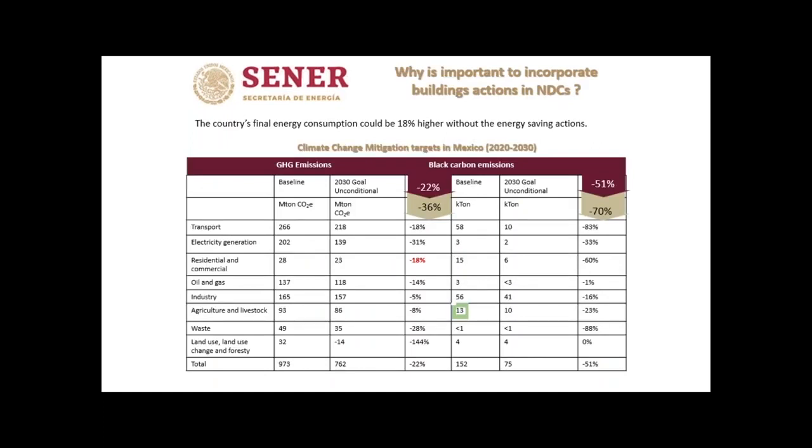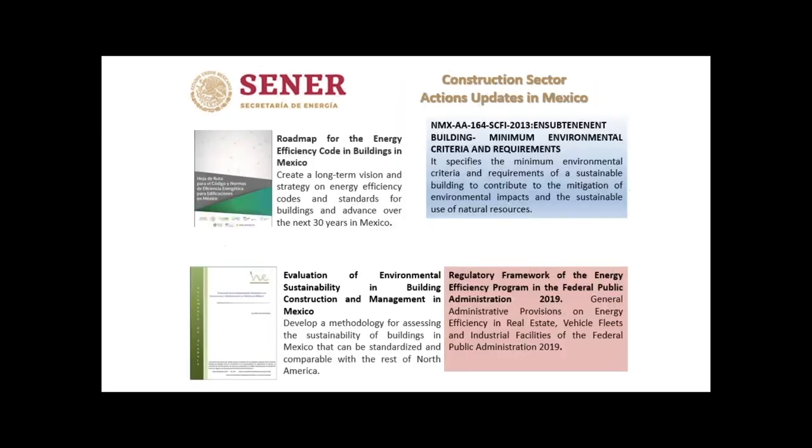Well, the next question is why it's important to incorporate building actions in NDCs. Well, according to our consumption, the contribution of the residential and commercial sectors to climate change mitigation will be a reduction of 80% if we adopt these strategies.